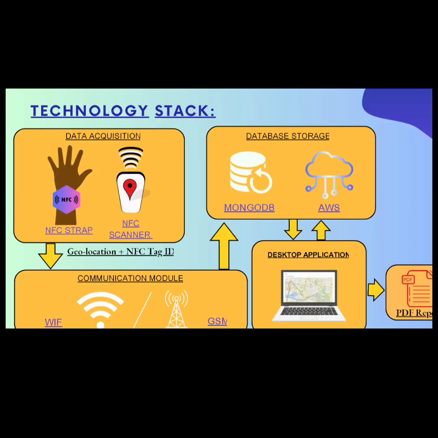Now moving on to our next technology stack. NFC tags, when scanned, will be transferred to a one-time location and the NFC tag ID linked to it. It could use any one of the communication modules, Wi-Fi or GSM. Then the stored information will be updated in a database, which will be shown by a pop-up in the desktop application. We have used Python and Flask as a backend program and JSMap as a map app.